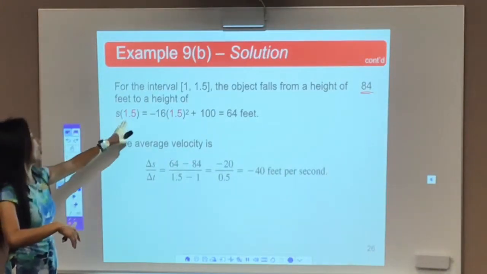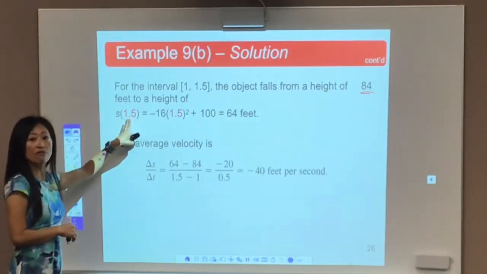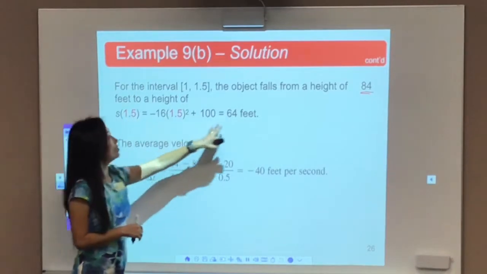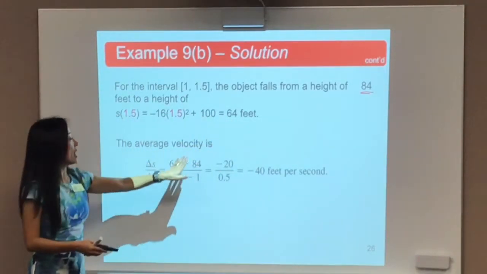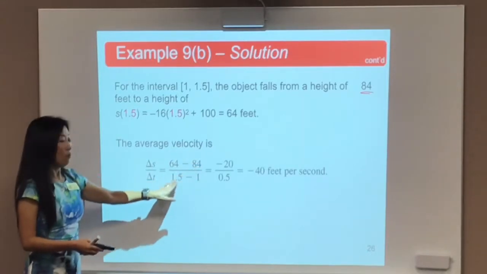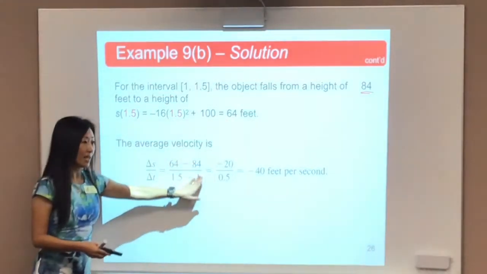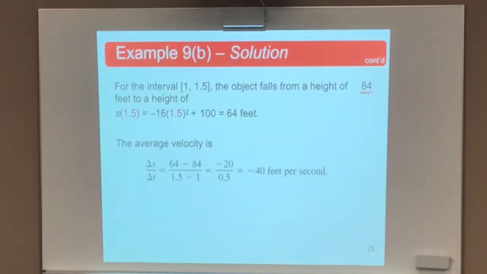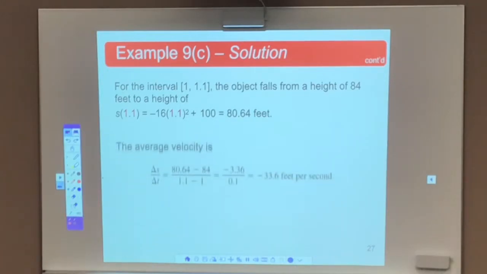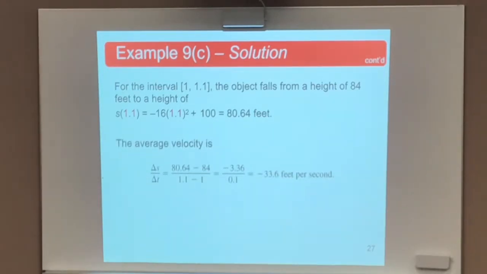So I'm just going to calculate when t equals 1.5. What does it give you? 64. So I'm going to do exactly the same thing again. 64 minus 84 divided by what? 1.5 seconds minus 1 second gives me this. So now where is it? Average velocity is what? Negative 40 feet per second. Okay, next it's the same thing again, right? So you understand what to do, right?